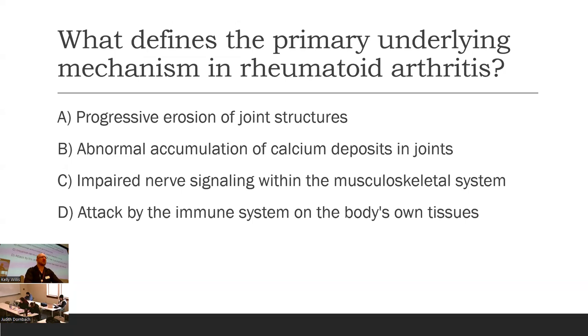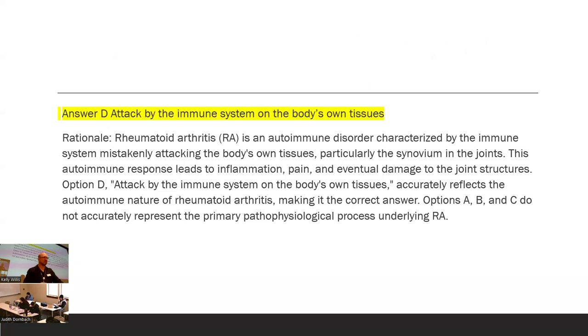What defines the primary underlying mechanism of RA? Progressive erosion of joint structures, abnormal accumulation of calcium deposits in joints, impaired nerve signaling within the musculoskeletal system, and how about attack on the body's own tissues by the immune system? Yes. That's right. And I'll leave this up here for a few seconds.